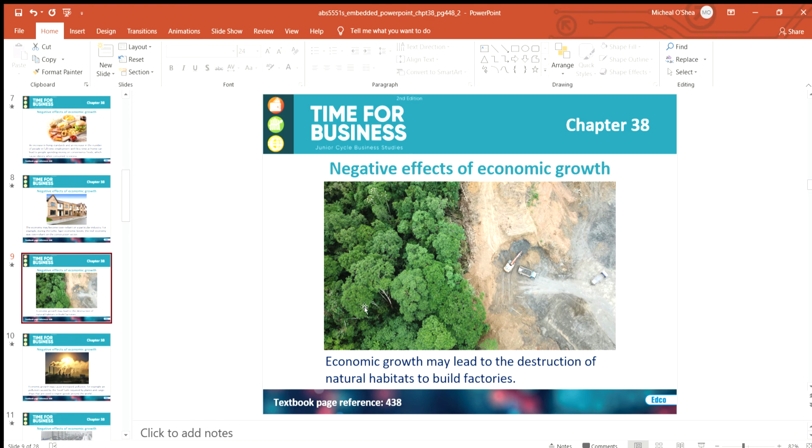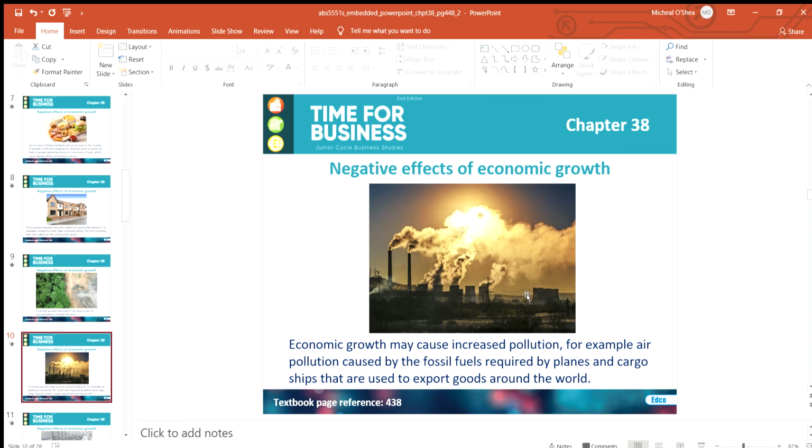I would say economic growth has led to deforestation issues. Economic growth can lead to destruction of natural habitats to build factories, because people are so focused on money that if they feel cutting down half the Amazon rainforest will make their company a couple of $100 million, they're willing to do that. And obviously that has led to huge issues and more issues to come down the line with climate change and issues for the species that were living there. So deforestation would be one key negative effect.